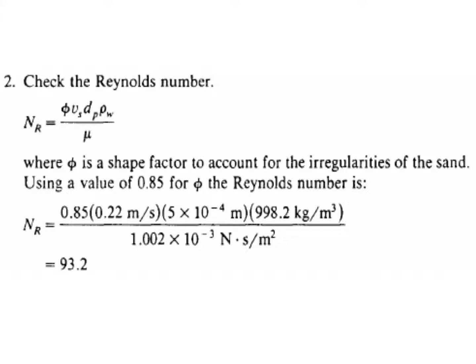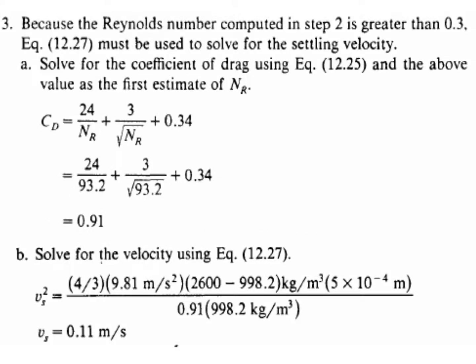So let's say the shape factor for the sand you consider here is 0.85. The velocity you found from the previous slide is 0.22. The diameter of the particle is 5 times 10 to the negative 4, rho is 998.2 kilograms per meter cubed, and mu is 1.002 times 10 to the negative third. From here you find the Reynolds number is 93. Because the Reynolds number you calculated is greater than 0.3, you can use the other formula.